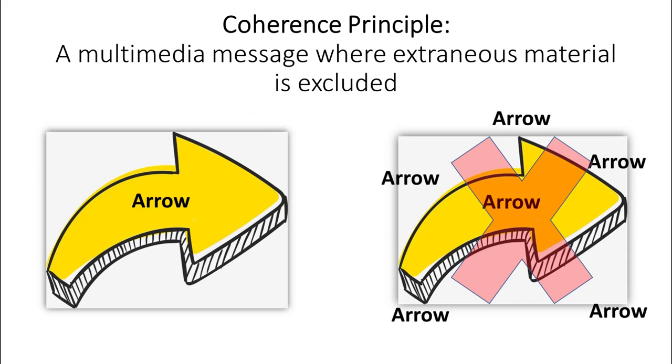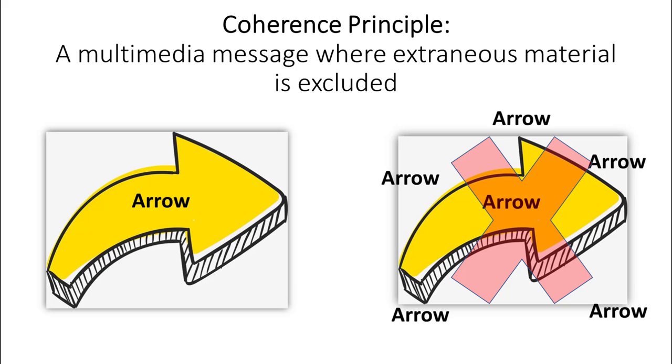Finally, we're going to discuss the coherency principle. The coherency principle is a multimedia message where extraneous material is excluded. Now, as you can see in this diagram here, I have the arrow with the word arrow, which is very clear and concise. With the other diagram next to it, I have an arrow with the word arrow, but then I have the word arrow all over. That is confusing for the students when there's so much extra stuff in the diagram that it's hard to narrow down what the important information would be.